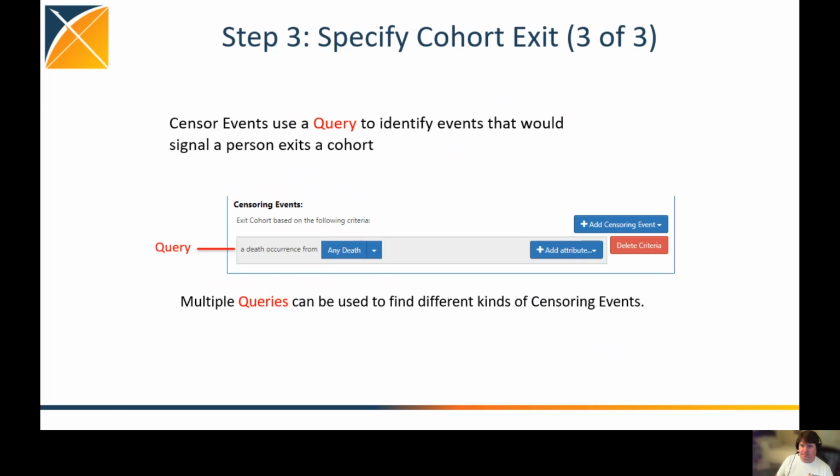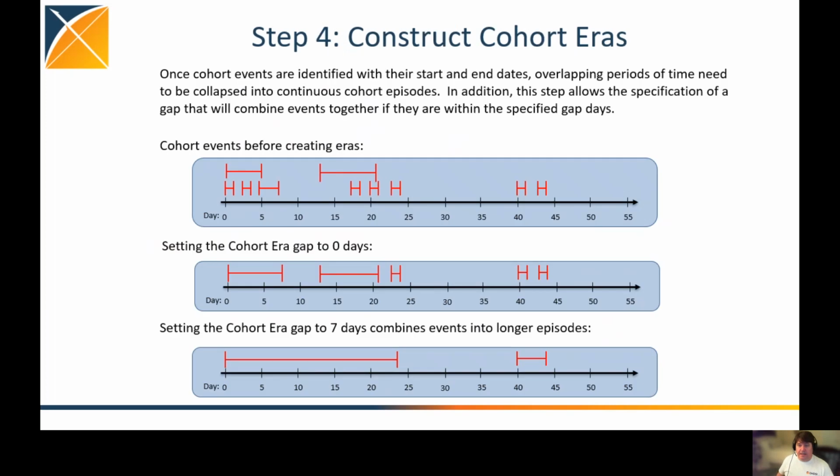The fourth and final step is constructing cohort eras. Once the cohort events are identified with their start and end dates, overlapping periods of time need to be collapsed into continuous cohort episodes. In addition, this step allows the specification of a gap that will combine events together if they were within the specified gap days. So taking this example where we have cohort events before creating the eras, we can see that there are several event episodes that are overlapping and in close proximity to each other.